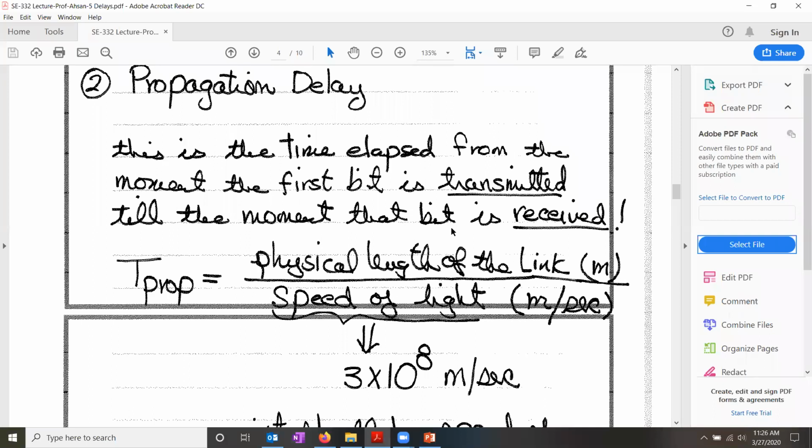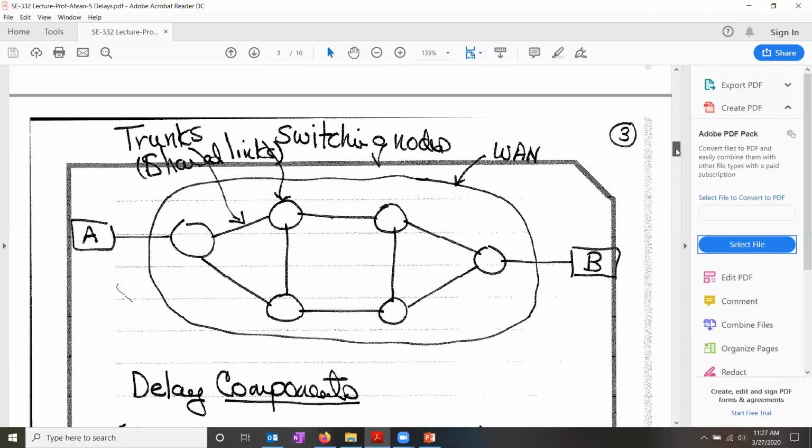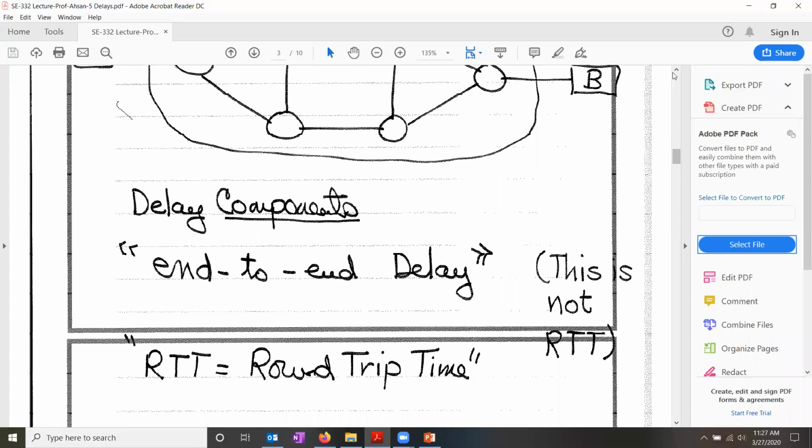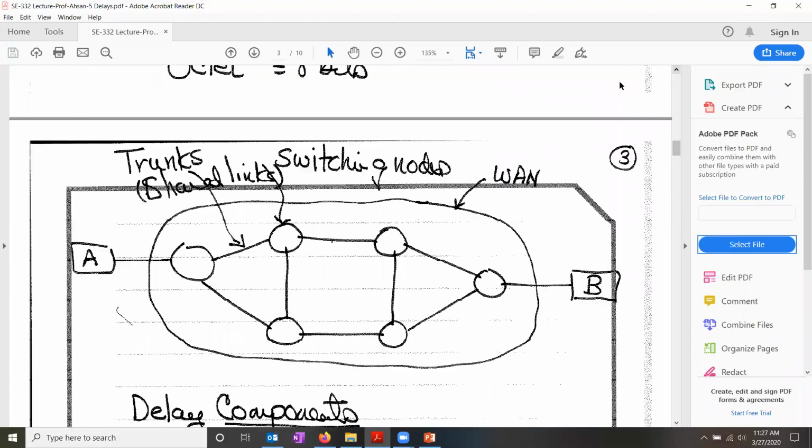Now, this propagation delay depends upon the physical length of the link. It doesn't depend on the data rate, doesn't depend upon the size of the message. It only depends upon the physical length of the link in meters divided by the speed of the light in meters per second. Physical length of the link क्या है? The physical length of the link.